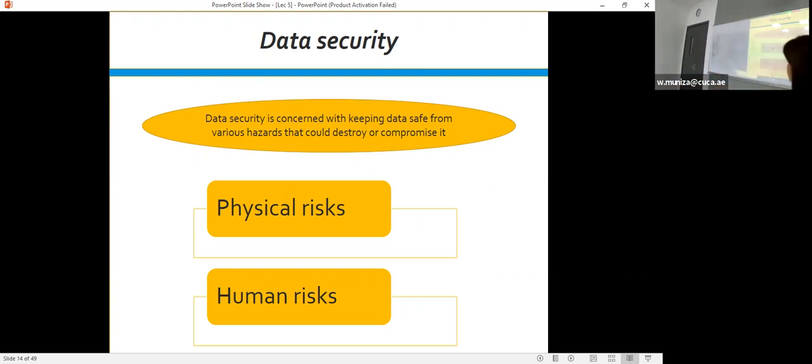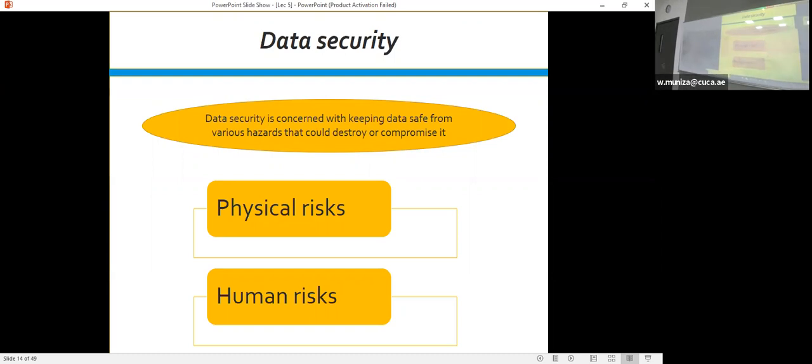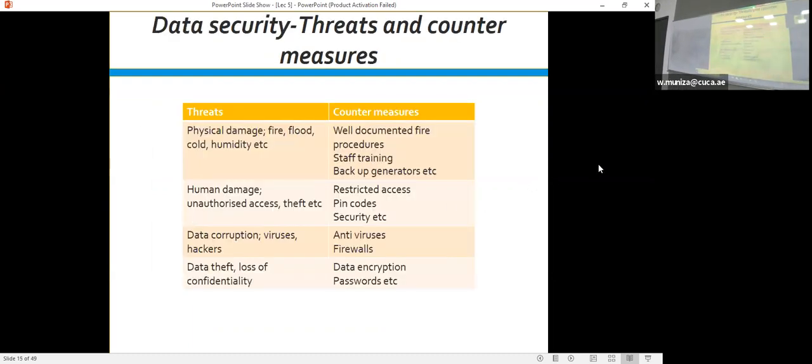So what your book says about it: data security is concerned with keeping data safe from various hazards that could destroy or compromise it. So there are two major types of risks to any particular type of data which is being collected. These can be physical risks or human risks. We are going to have a look at them in detail.